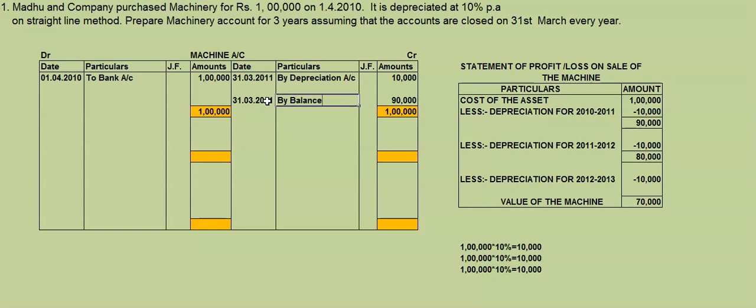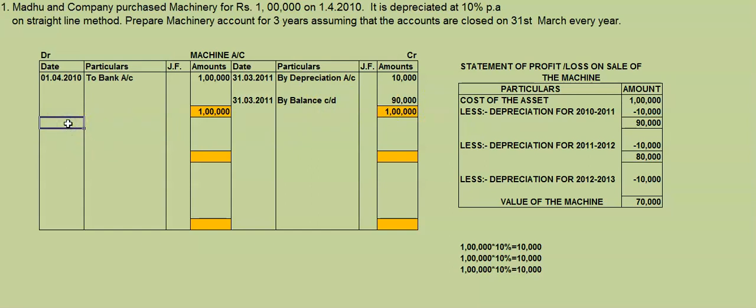Balance carried down or brought down? Carried down. How much is it carried down? By balance carried down, 90,000. So this is for 1 year. You have to show for how many years? 3 years. So these 90,000 will be taken as an opening. This is the closing balance of the first year. This will become the opening balance for the next year.